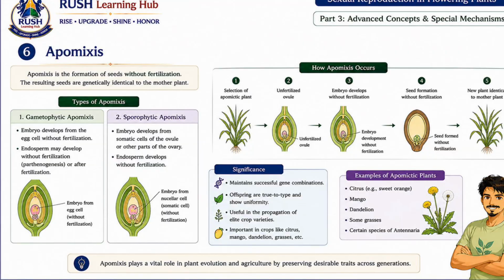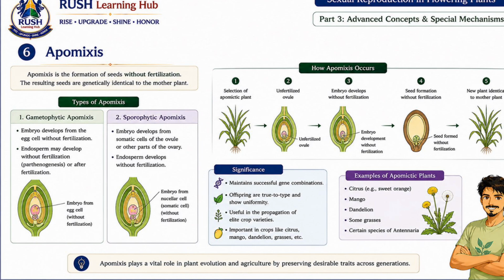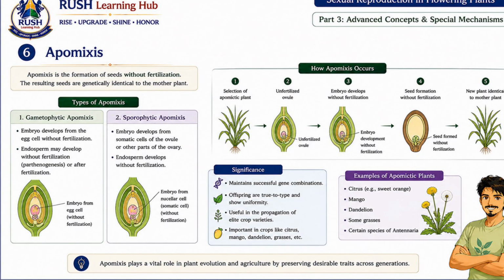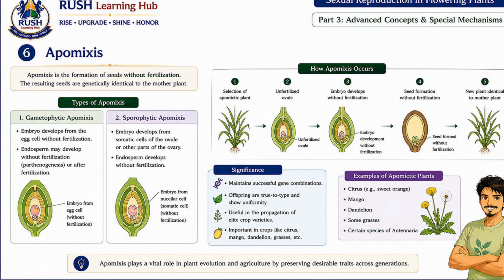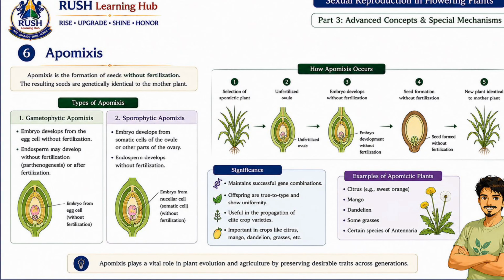Apomixis. The term apomixis literally means reproduction without fertilization. According to NCERT, apomixis is a form of asexual reproduction that mimics sexual reproduction. In this process, seeds are formed without the fusion of male and female gametes. As a result, the offspring produced are genetically identical to the parent plant.